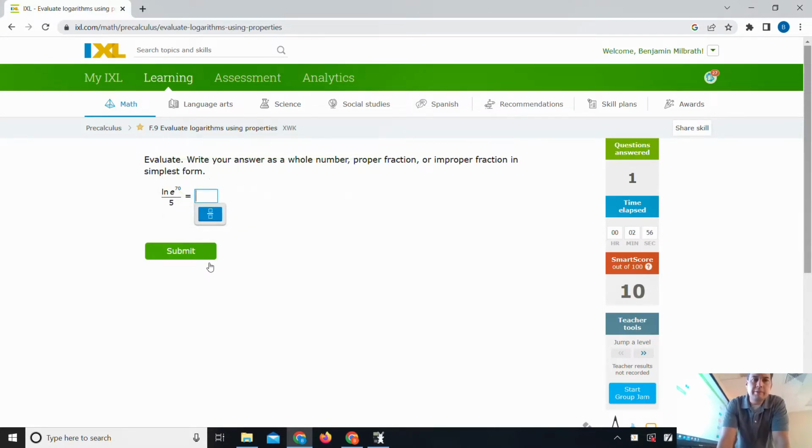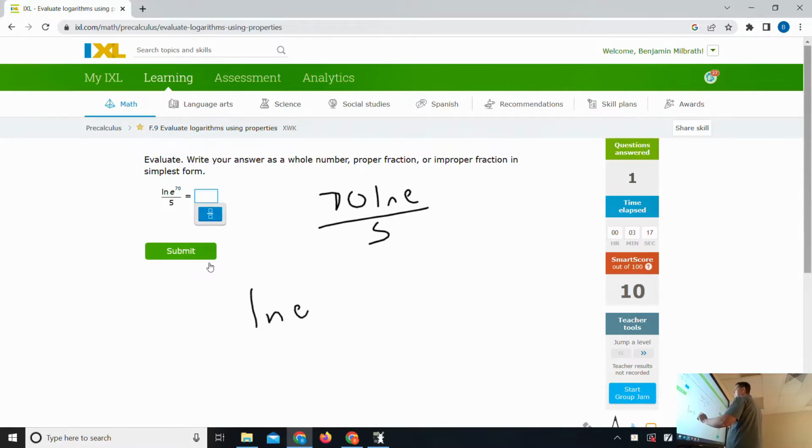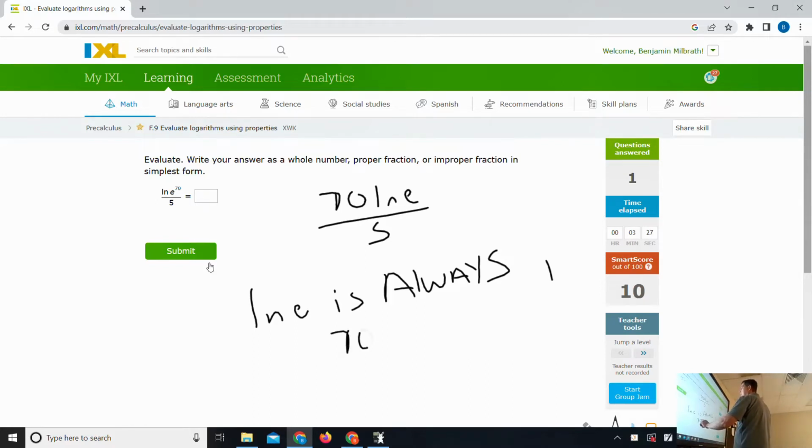Here's an evaluate. Write your answer as a whole number, proper fraction, or improper fraction. So this one isn't too bad. We had a previous property that said that 70 can be thrown out front. If you've watched any of my previous lessons, the natural log of e is always, I mean always, there's no exception to this, 1. So that natural log of e becomes 1, and now I'm just looking at 70/5, and 70/5 should be 14.